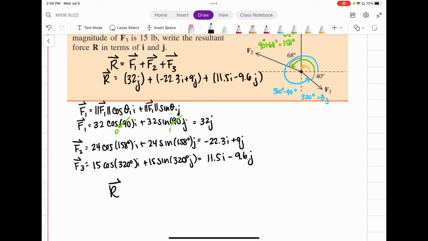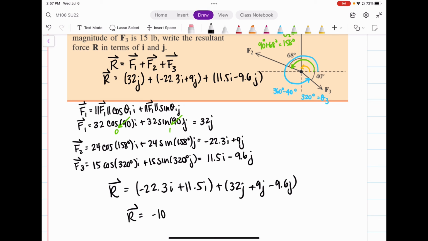The resultant vector is then found by taking the sum of the i components plus the sum of the j components, or negative 22.3 i plus 11.5 i plus 32j plus 9j minus 9.6j, which is negative 10.8 i plus 31.4j.